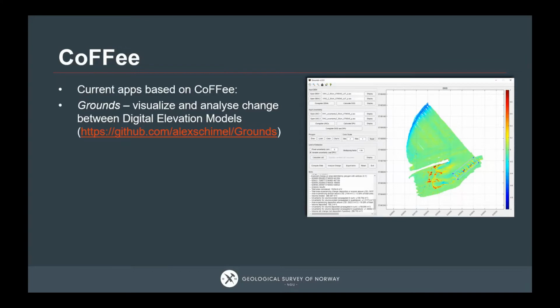First one is called Grounds. It's about visualizing and analyzing change between digital elevation models. I won't talk about this because it's not about Backscatter, but it's open source, so you can go straight away and download either the source code or even the compiled version and run it on your computer. That could be of interest for people into geography. It's all about implementing the methods I have designed for computing uncertainty of the volumes of change.